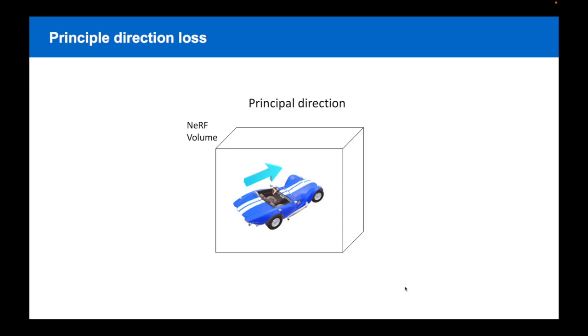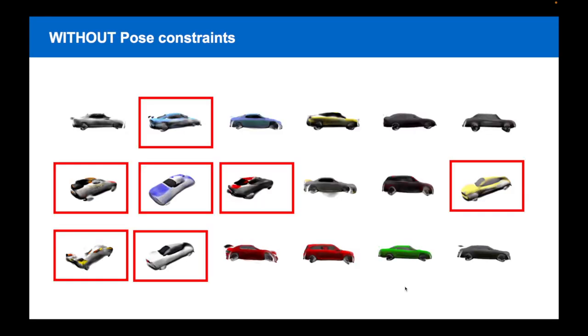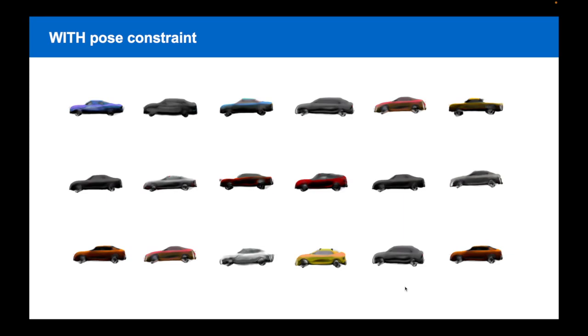And this enforces the principal axis of the NeRF volume density to lie against one of the coordinate axes. Without pose constraints, renderings from fixed viewpoints can contain cars in various orientations. However, with the pose constraints added, everything becomes nicely aligned.